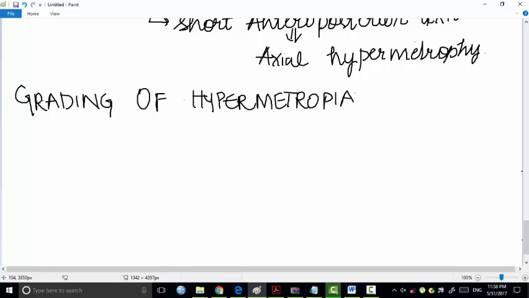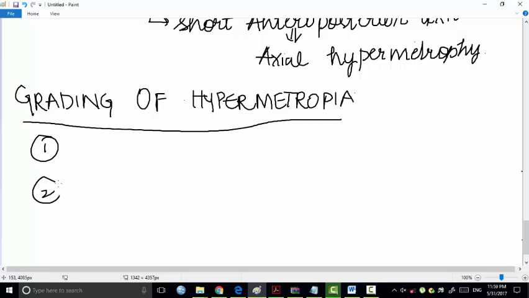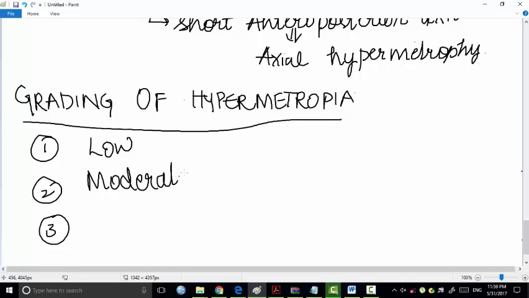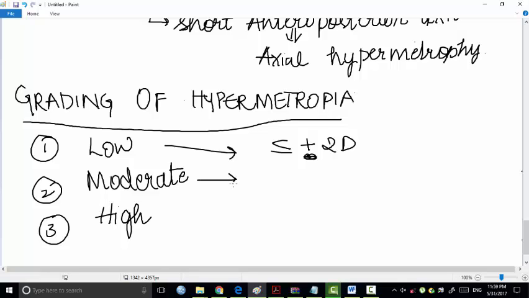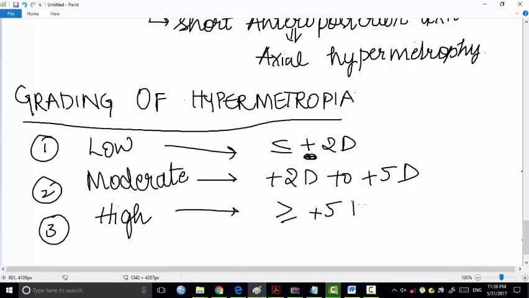Coming to grading of hypermetropia, it is of three types: low, moderate, high. If it's low hypermetropia, it is less than or equal to plus 2 diopters. Sorry, it should be plus hypermetropia. If it's moderate, then it is plus 2 diopters to plus 5 diopters. If it is high, it is greater than or equal to plus 5 diopters.